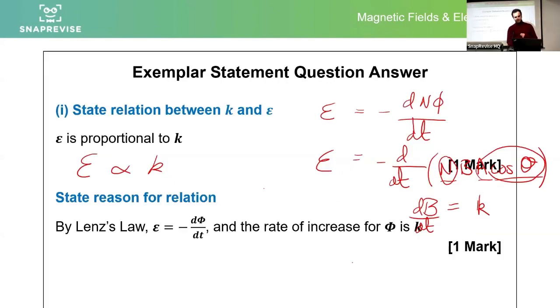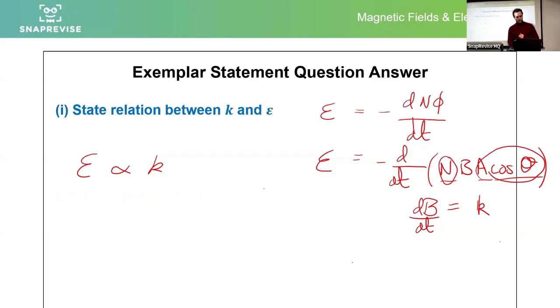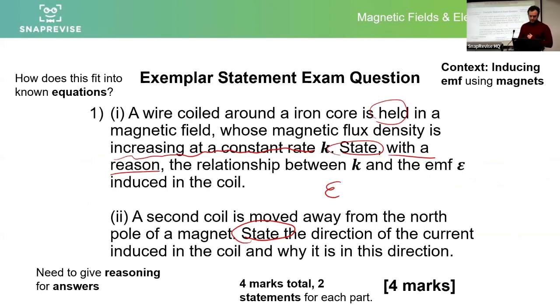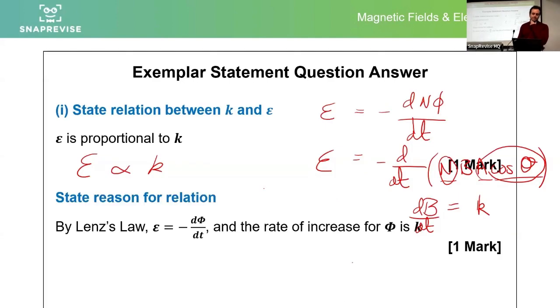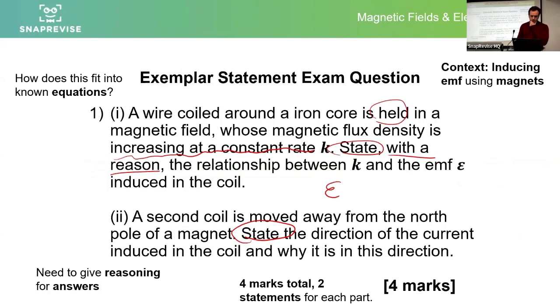The reason is exactly what I've actually already worked out there. By Lenz's law, you get d theta by dt, and the rate of increase for the magnetic flux density, but that obviously is part of the magnetic flux, is k. Okie dokie. The second question. A second coil is moved away from the north pole of a magnet. State the direction of the current induced in the coil and why it is in this direction.